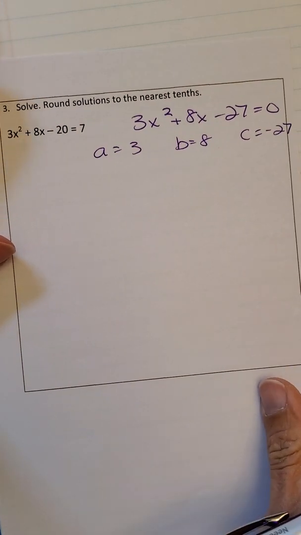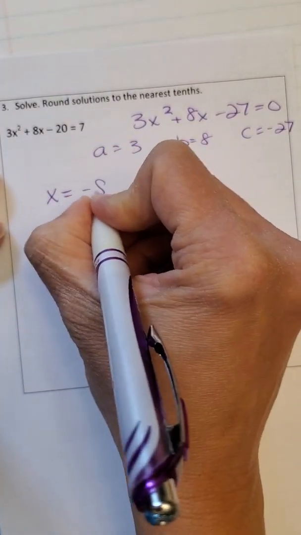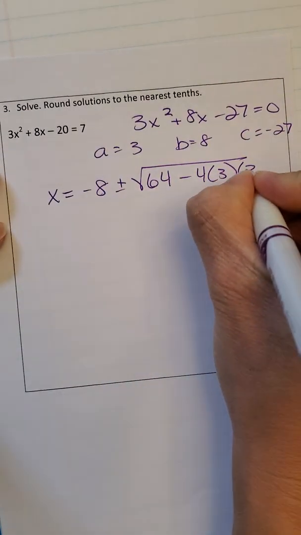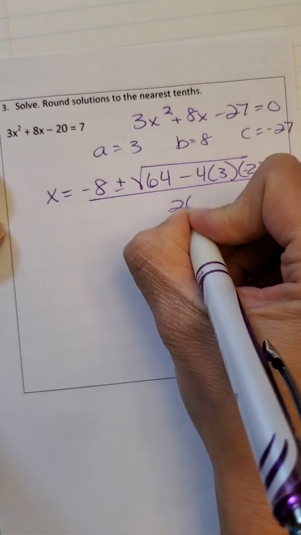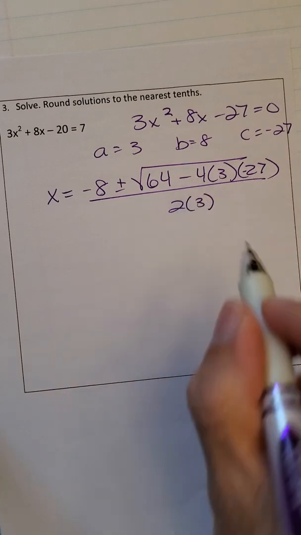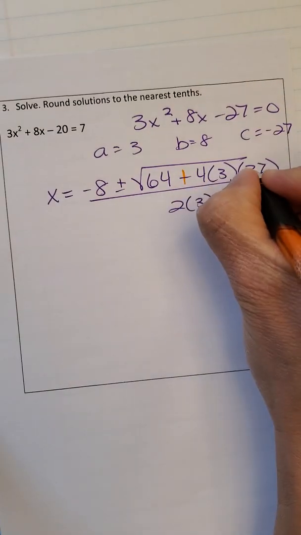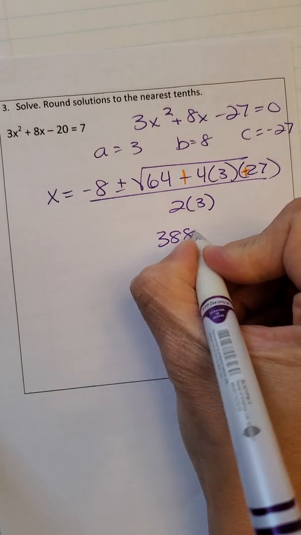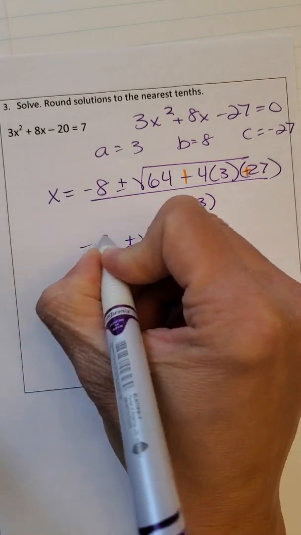Let's sing our song. X equals negative b plus or minus the square root of b squared minus 4ac all over 2a. Then we'll simplify it. So we're going to find our discriminant first. 4 times 3 is 12. So 12 times 27 is 324. So this part's 324. Remember, we have two negatives. A negative 4 times a negative 27 would have canceled out to be a positive. So then we're going to add 64 to that. So our discriminant is 388. That's what our big D is, our discriminant.